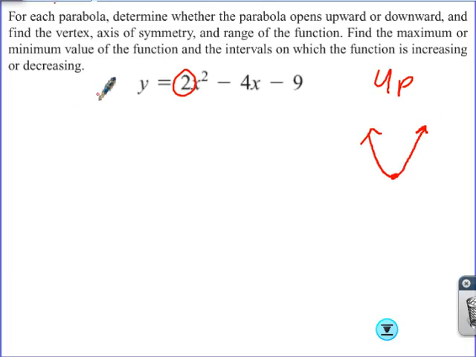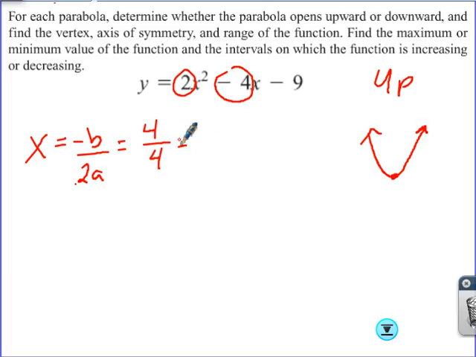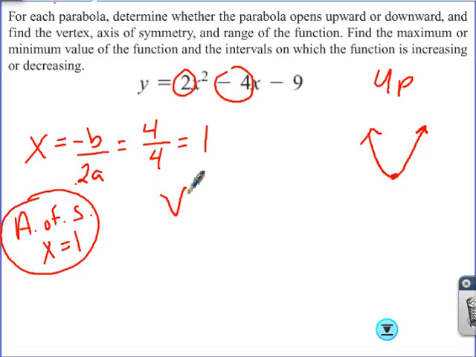Next easiest thing to find was actually the axis of symmetry. That would be negative b over 2a. Here is b. That's negative negative 4 over 2 times 2, which is 4... Your axis of symmetry, if you want to call it your A of S, is x equals 1. So therefore your vertex will be 1 comma something because the axis of symmetry passes through the vertex.